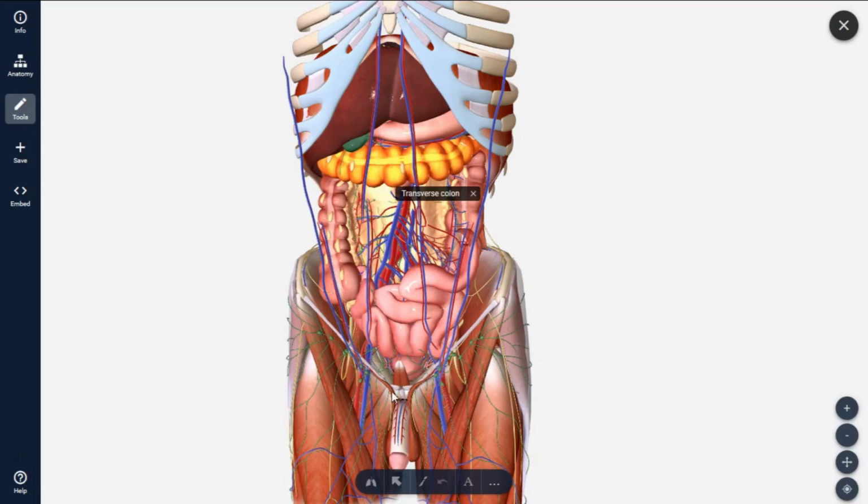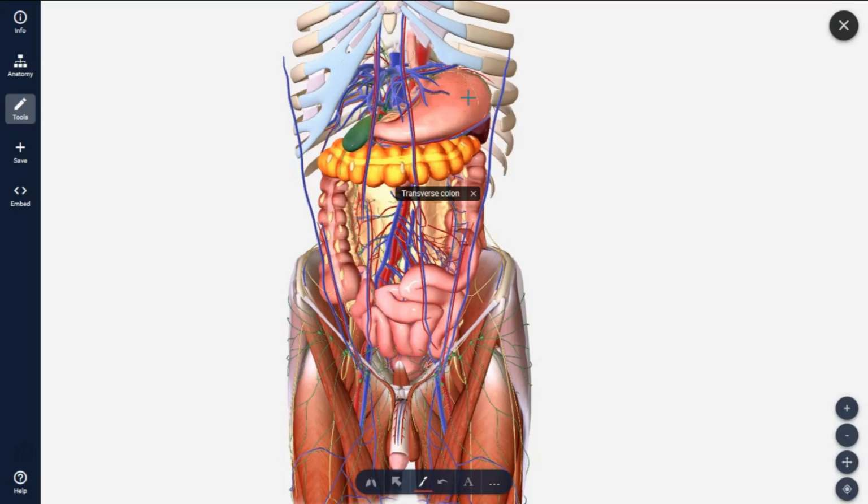So we can remove the liver to view the stomach better. Now we can see the major part of the stomach. Once we remove the costal margin, and along with that the diaphragm, we can see the full view of the stomach. So this is the stomach.